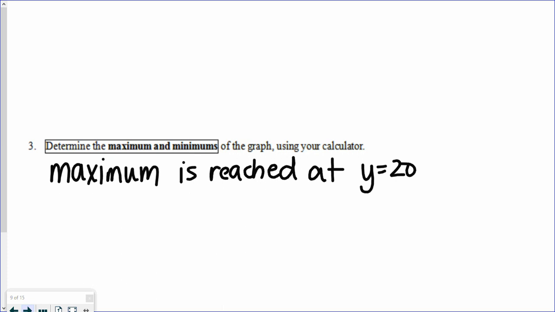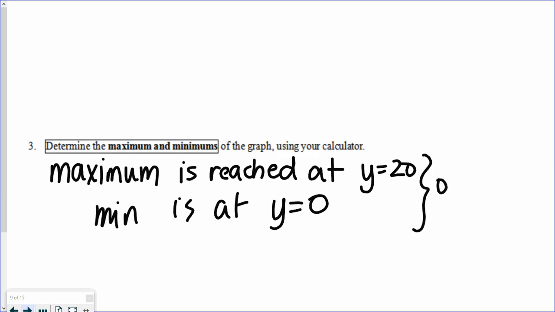The minimum at y equals 0. And again, they're reached every 60 seconds. So reached every 60 seconds.